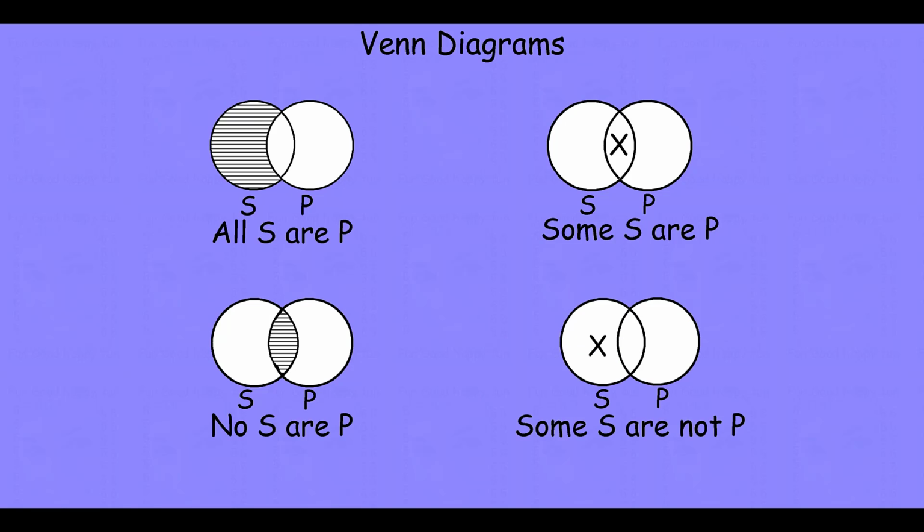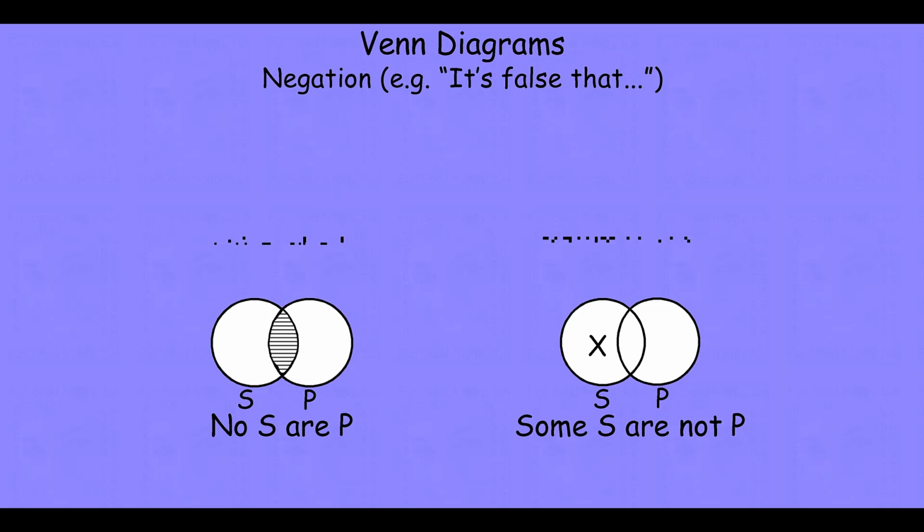Finally, our particular negative. There's at least one member of our subject class. It is not a member of our predicate class. So we take our X, our one member, and we put it in S and only S right over here. And so now there's at least one thing. It's an S. It is not a P. So again, we see particulars. Some statements introduce X's. Universals, all and no statements, introduce shading.